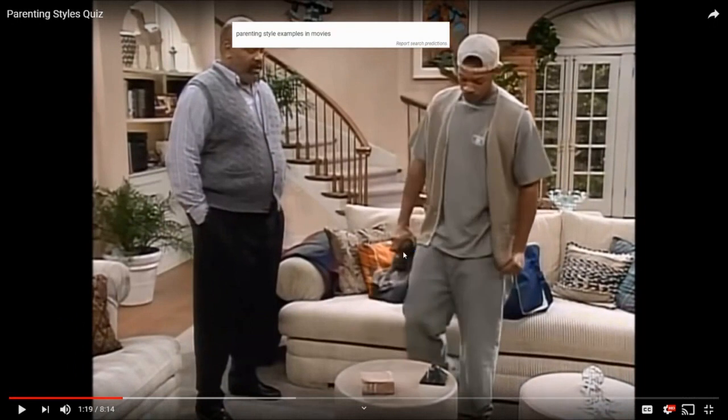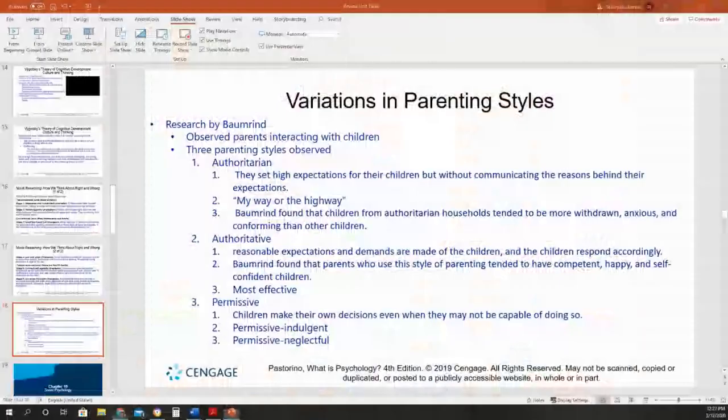All right. So we're not going to watch every bit of the video. With this, his father seems to kind of let him do whatever he wants, and he doesn't seem to be around a lot as well. So let's pull up our PowerPoint. So children make their own decisions, even though they may not be capable of doing so.